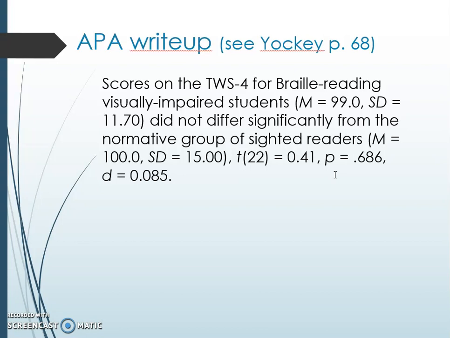Notice though that p, t, and d, as well as N, SD, and M, are all italicized, because remember in statistics, when we put those in Roman face letters, we italicize those according to APA. But you can see that the effect size there is 0.085. So that's just a brief talk on what you would do for the write-up.